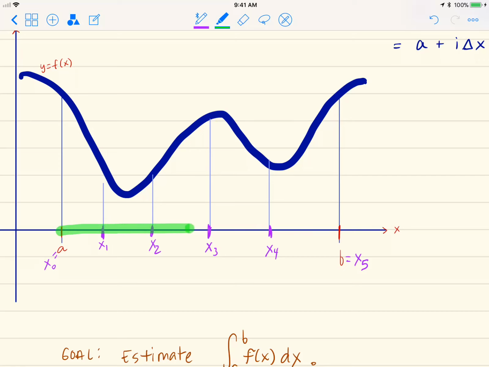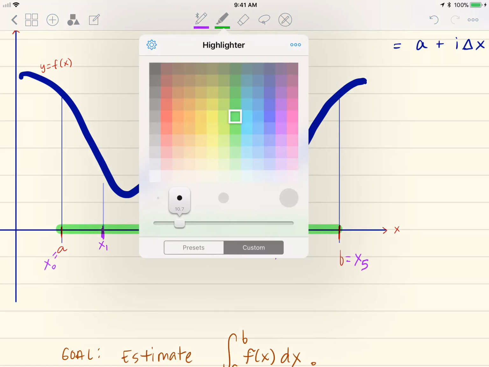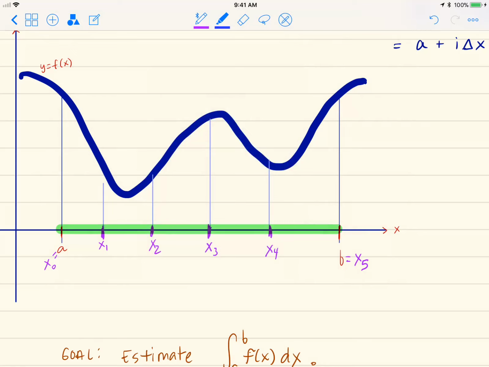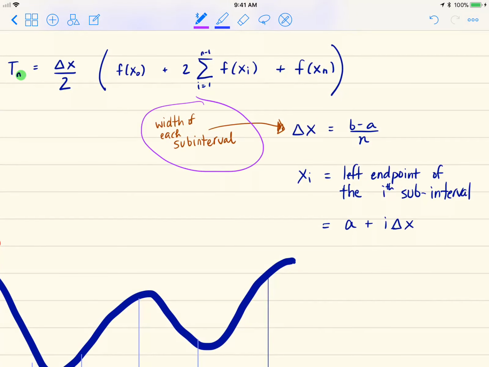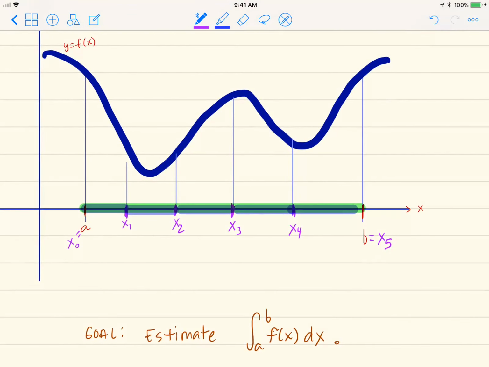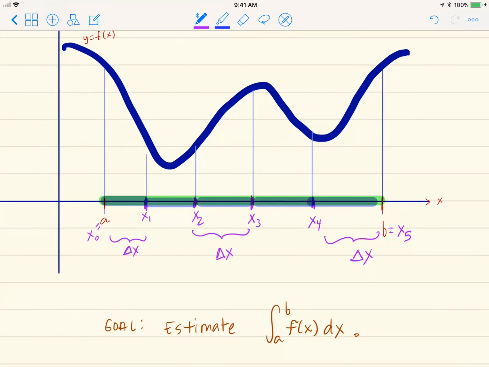Now that we have split our interval from a to b into 5 subintervals, here's one subinterval, and here's another one, and another, and another, and another. And these subintervals are supposed to be the same width. So delta x, that's why over here we have delta x is the width of each subinterval. From here to here would be delta x, the width, the length here, delta x.